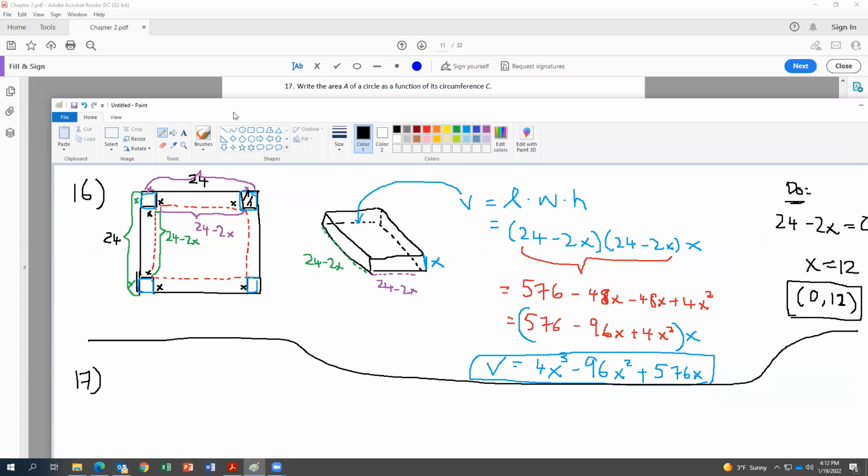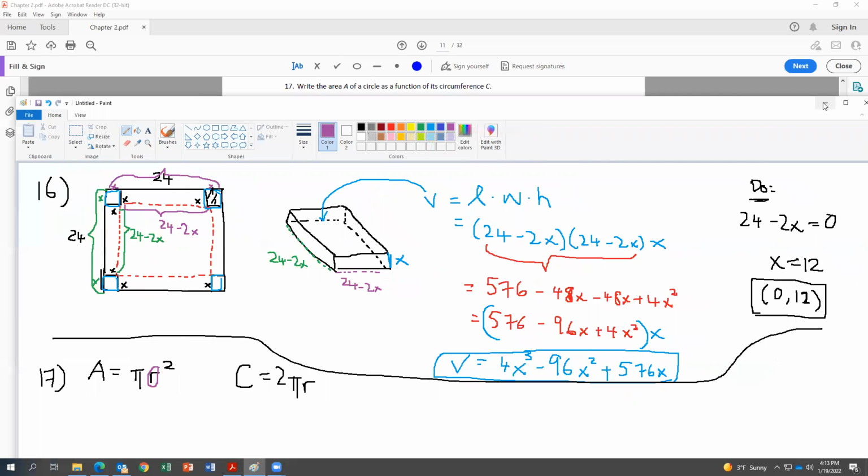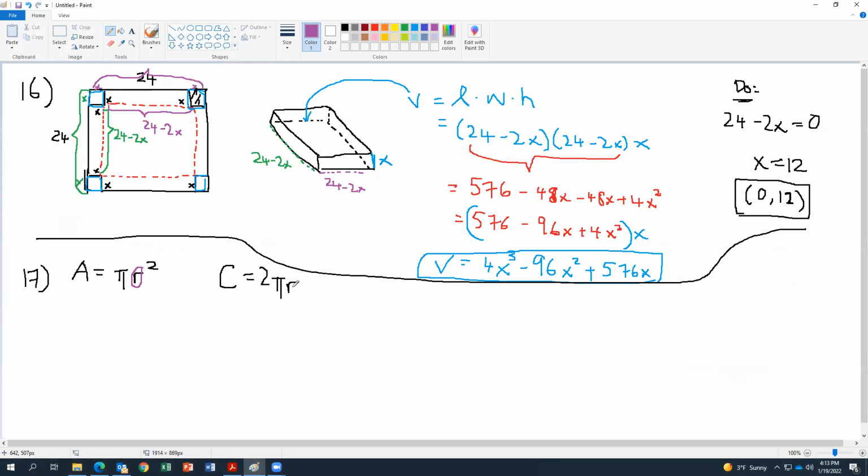This question 17 is to write the area of the circle in terms of the circumference. So there are formulas here. For the area of a circle, the formula is given by pi r squared. And the circumference formula is given by 2 pi r. So these are the formulas for area and circumference of a circle. They want you to write this area in terms of c. So what we do here is replace r by c. Like substitution. So what we do is solve for r here.